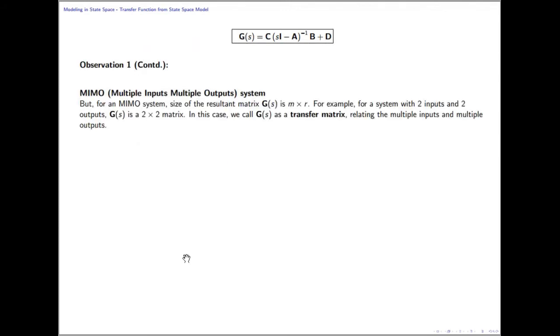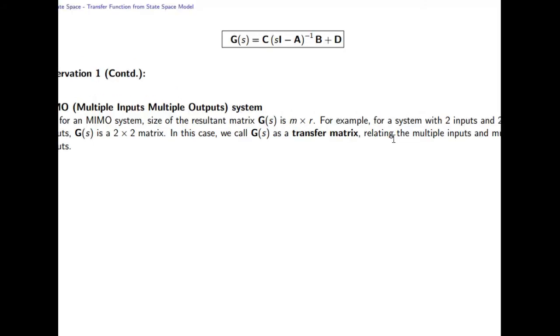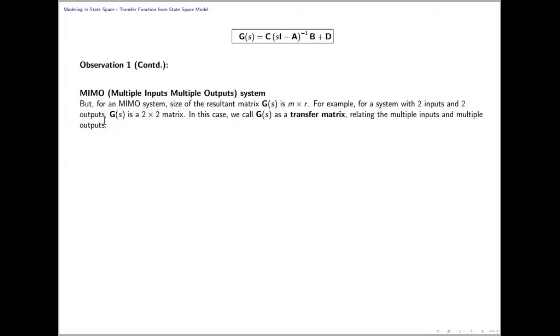Now, what if there are multiple inputs and multiple outputs? If I take a multiple input and multiple output system, obviously the size of G of S is m cross r. Since both m and r are greater than 1, the order of G of S is greater than 1, otherwise G of S is going to be a matrix. For example, if you take a two input, two output system, G of S is going to be a 2 cross 2 matrix.